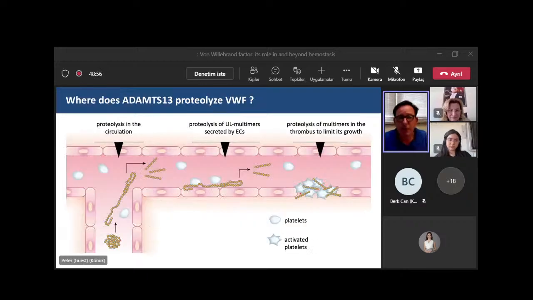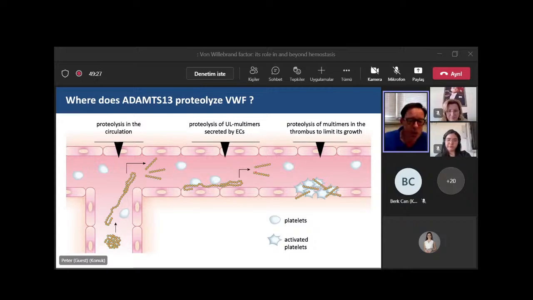So under what conditions can ADAMTS13 actually proteolyze VWF? Well, the most known is at the surface of the endothelial cells, where those large multimers are being secreted. When you have ADAMTS13 at that point, it will start very efficiently to cleave your multimers into smaller portions, and that is where you get rid of the ultra-high multimers.